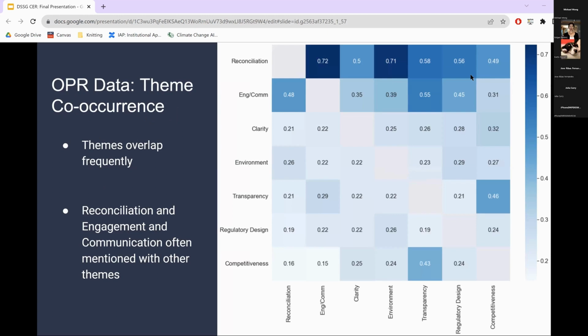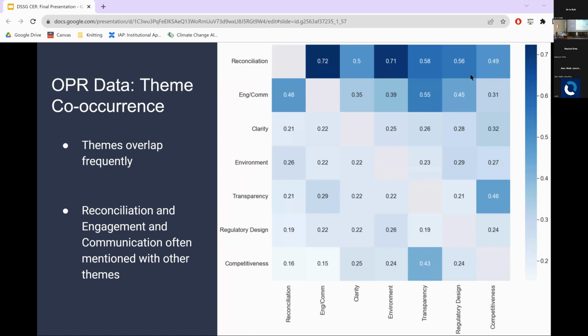So on the x-axis, you're going to see a list of themes that were quite frequent, and on the y-axis, you're going to see the proportion of answers that mention that theme that mention another. So you're seeing, for example, that 48% of the answers that mentioned reconciliation also mention engagement and communication. And 72% of the answers that mention engagement and communication also mention reconciliation.